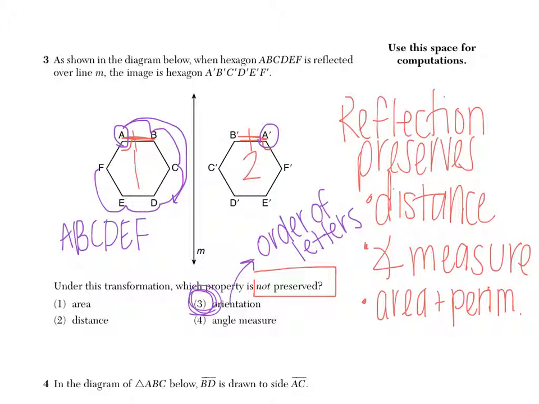If I start again with A prime and still read clockwise on my new figure, the image, I end up reading it as A prime, F prime, E prime, D prime, C prime, B prime. The order of the letters is vastly different than the original picture. We both start with A, but then the second letter is different, the third letter is different, and so on and so forth, which means that orientation, the order of the letters, is not preserved. So again, the answer here should be choice 3.